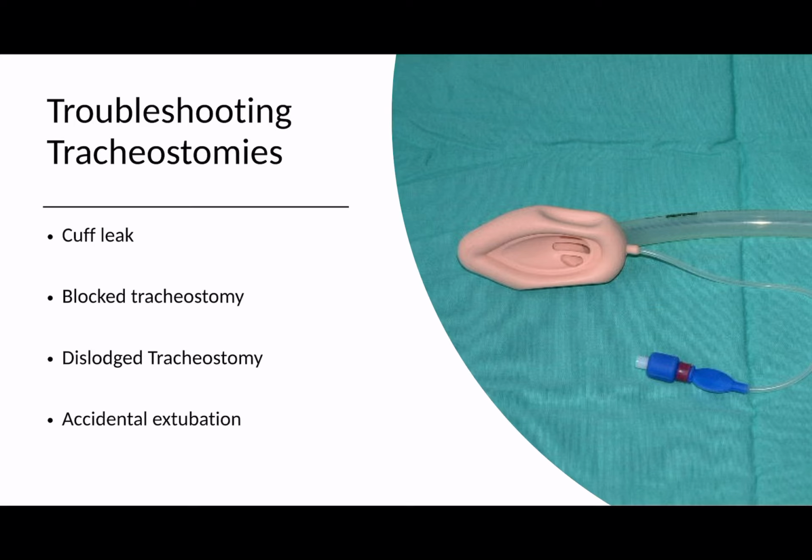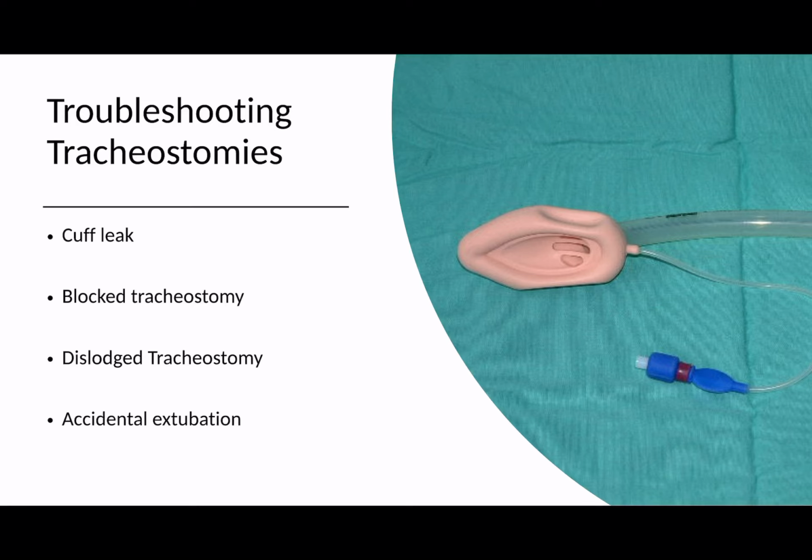This is important because what you're saying is that it's patent and it's going all the way down into the trachea. Because if it's blocked, it might be that there's secretions or something that's blocking the end of the tracheostomy. However, the other option is that it's actually come out of the trachea and it's just sitting in the soft tissue. So if you find it difficult to pass that suction catheter through, it might actually be that it's come out.